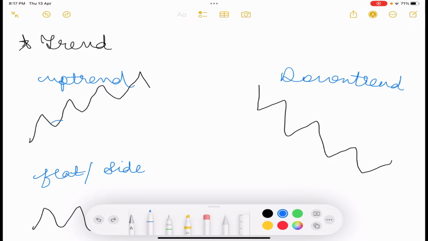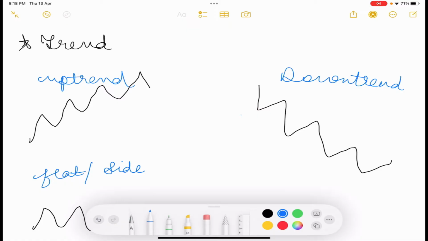And higher lows. The next low is above the previous low. These are known as the higher lows or the higher troughs. Now that is what is my uptrend.